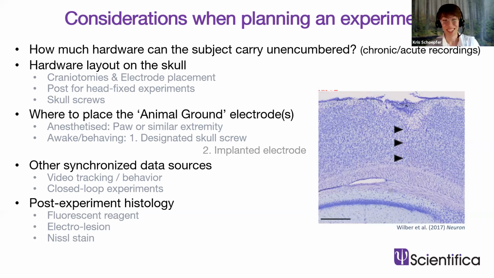Something else you might think about is the other types of streaming data sources you want to synchronize with the neural data. So for example, video tracking, maybe pupil dilation, or any kind of behavioral apparatus. And as research continues, closed loop manipulation experiments are becoming increasingly popular. So things like, when the brain state reaches a certain point, or the animal does a certain behavior, triggering optogenetics along with your recordings.